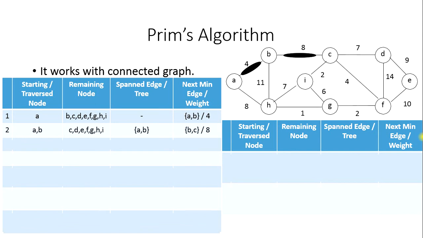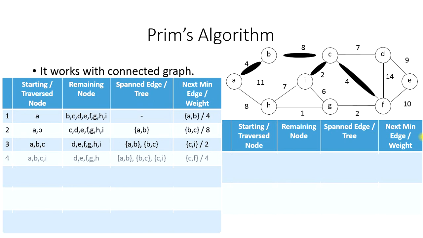Now our choices have expanded. We can also select the weighted edges that are connected to C, and we can see that CI has the smallest weight, that is 2. So we select CI. After that, the least weighted edge is CF. Then the least weighted edge is FG. Now the least weighted edge is GH.